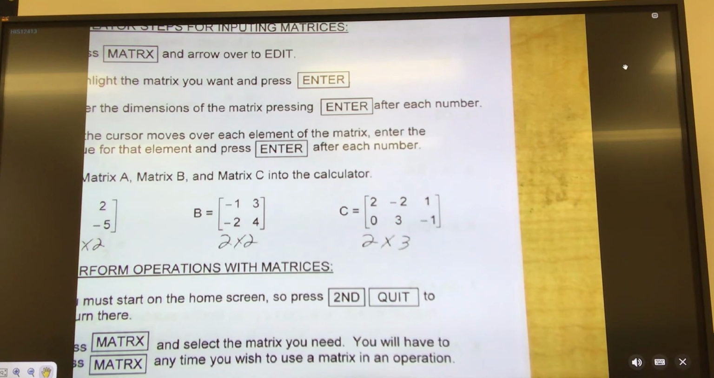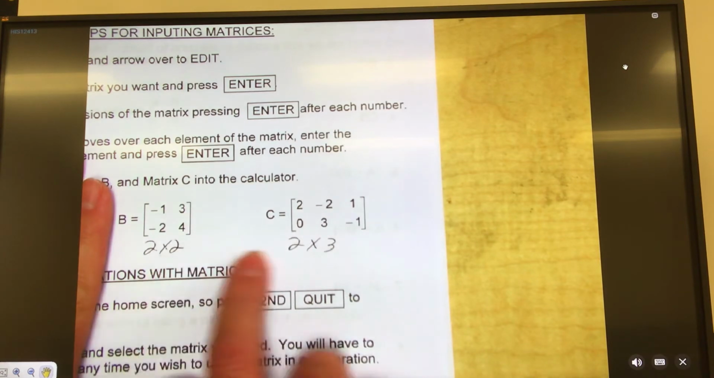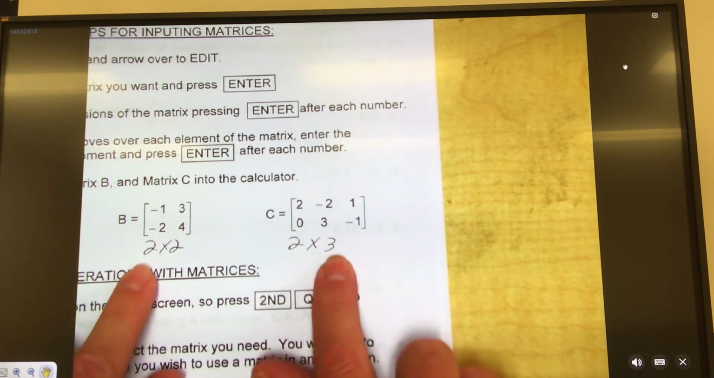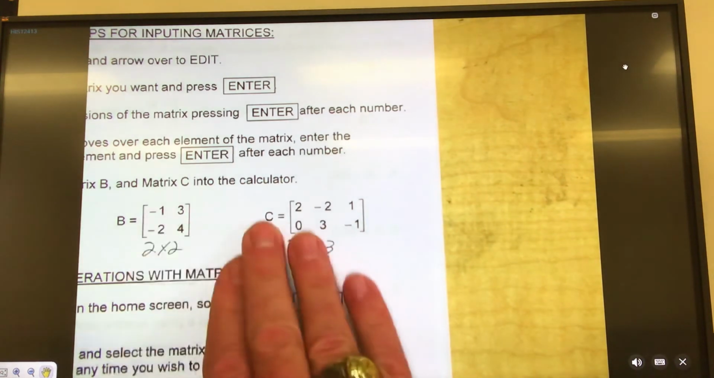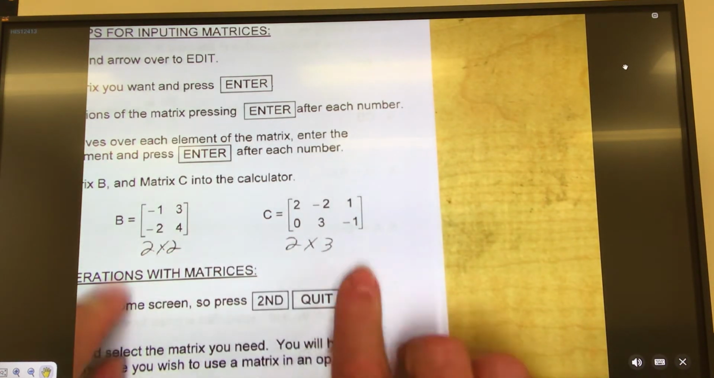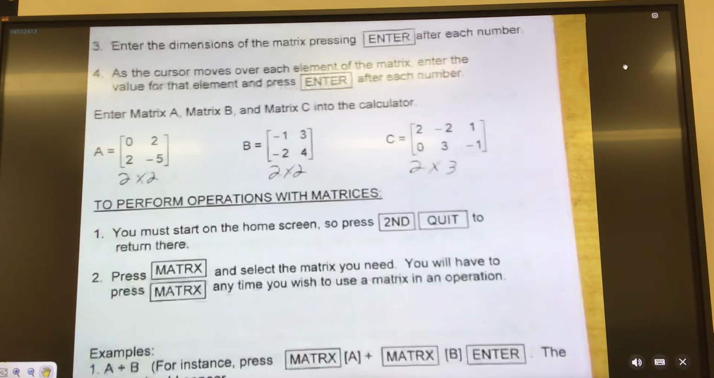If it was multiplication, I would need the middle numbers, so I could do B times C because the middle numbers are the same, if they match up. Then the outside numbers would tell me what kind of matrix it'll end up being for my answer. So in this particular case, if I was multiplying B times C, it would work because the middle numbers are both 2. And then my outside numbers tell me it should be a 2 by 3 answer. But this one here is asking for addition and wants A plus B. So here's how we do that.